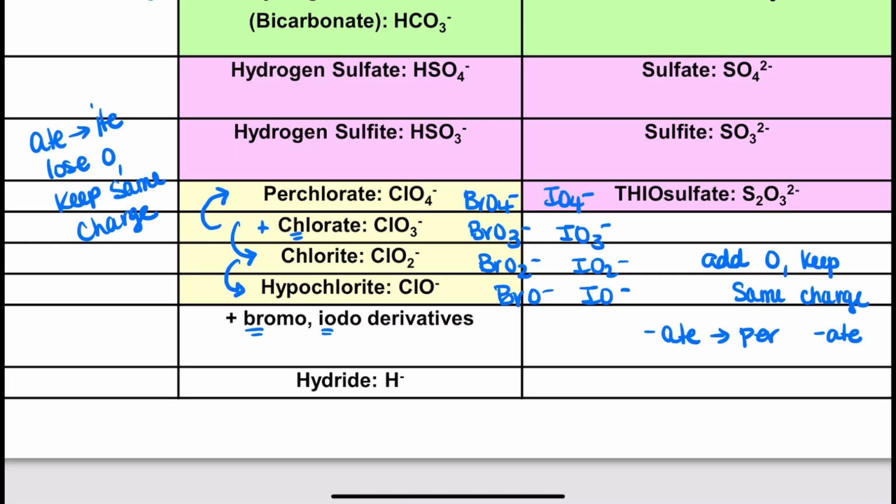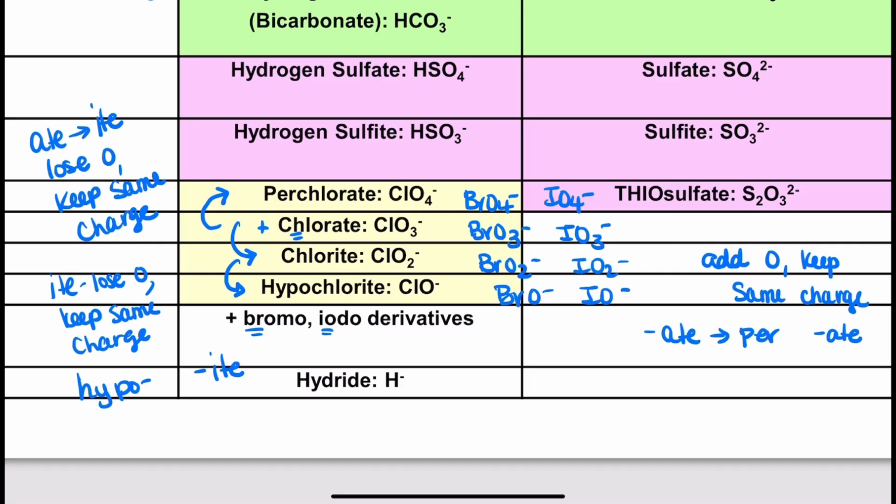If I go to -ite and lose one more oxygen, but keep the same charge, I add the word hypo at the front. So hypo, and then -ite still at the end. So hypochlorite. Some of you may have heard of hypochlorite. It's the active ingredient in bleach.